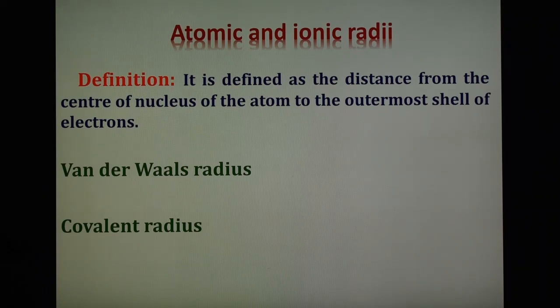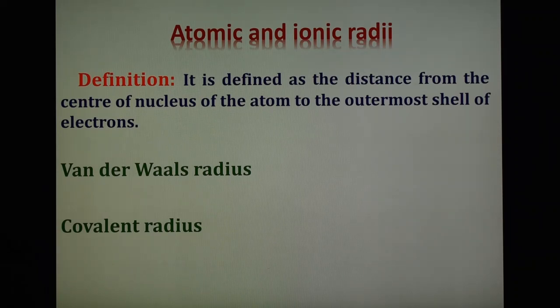The term ionic radii refers to the size of an ion in the ionic crystal, and therefore we can define the ionic radius as the effective distance from the nucleus of the ion to the point up to which it has influence in the ionic bond.